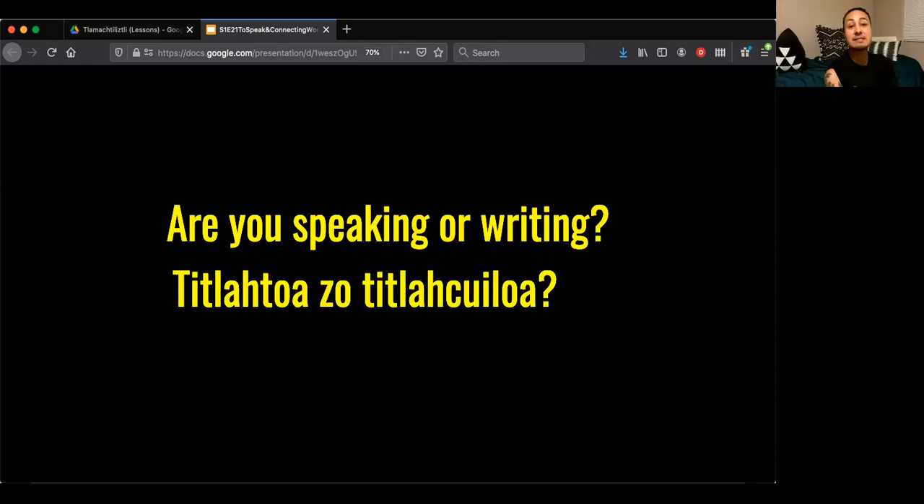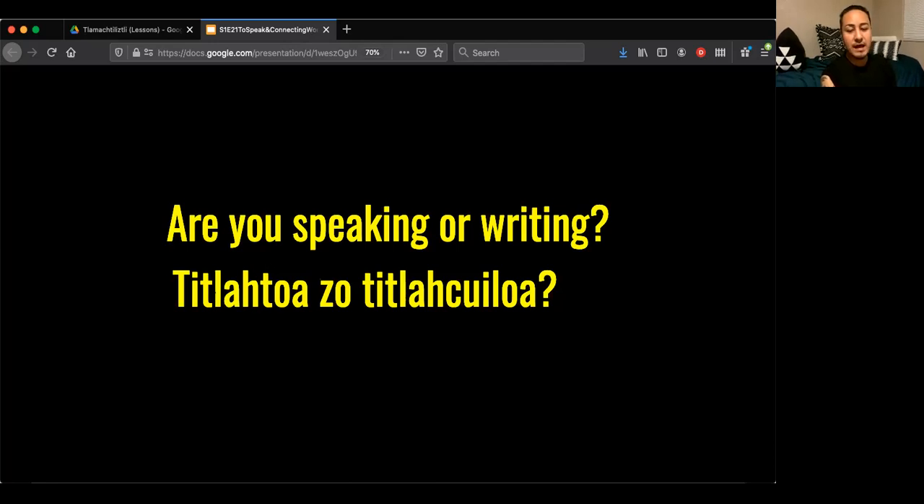So the verb to write is ihquiloa. But ihquiloa is a transitive verb that requires an object. And if you don't know what you're writing, you can just put tla there. So it'd be tlahquiloa. The I disappears. I haven't given you a reason why, but when you see IH, that I generally disappears after the tla. So tlahtoa is really ihtoa. It comes from the verb ihquiloa. Okay, so you could say titlahtoa or titlahquiloa.